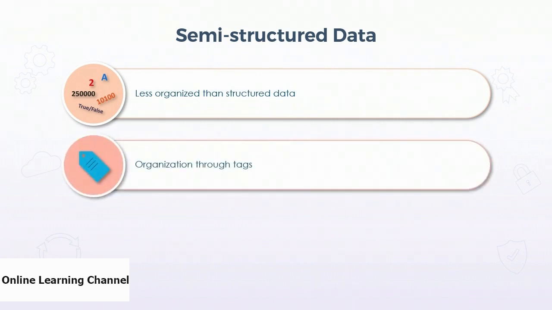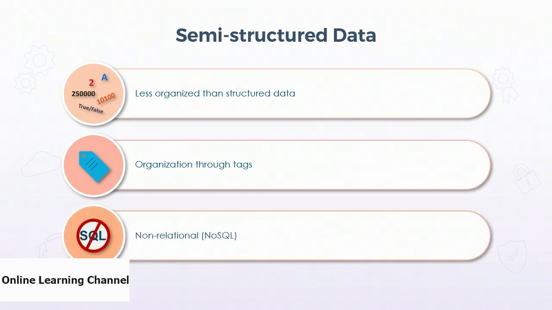Now, the organization is generally done through tags. By tagging data in a certain way, you know what it is, or even what's in it, without having to fully read the data. But since it's not really structured, it has to be stored in an unstructured database. So semi-structured data is still stored in NoSQL databases.